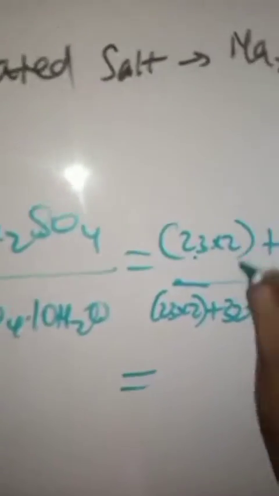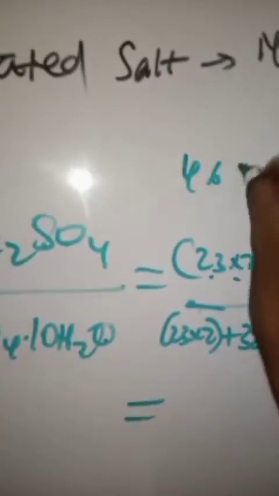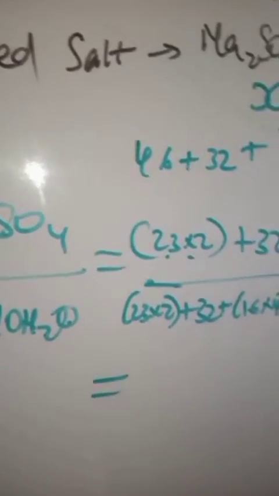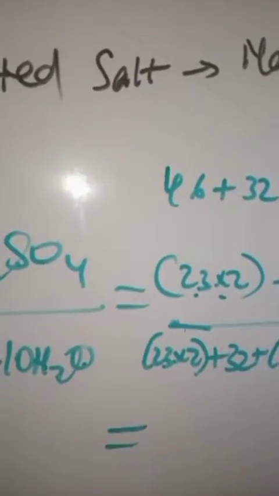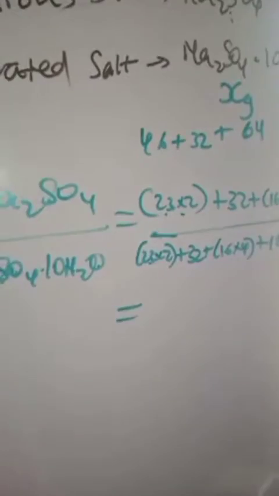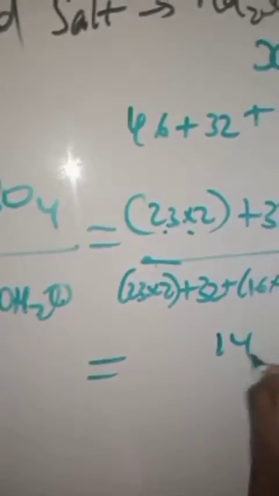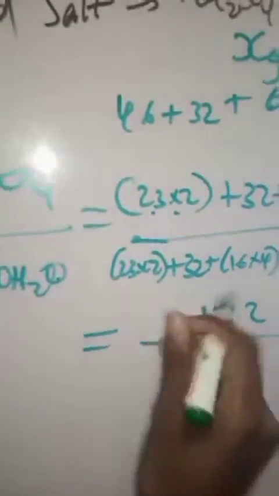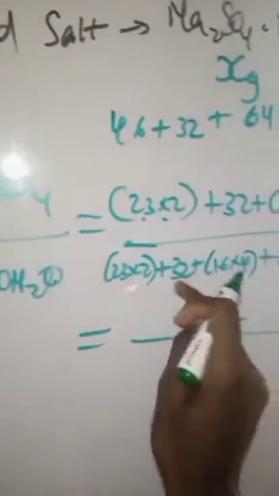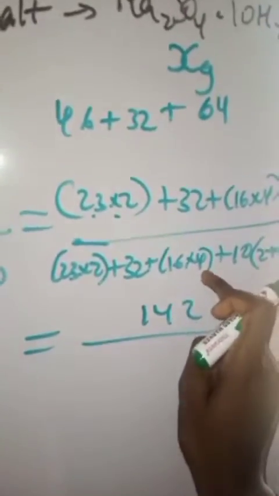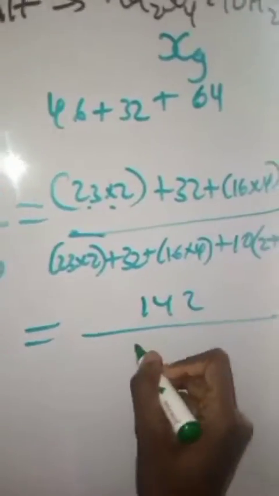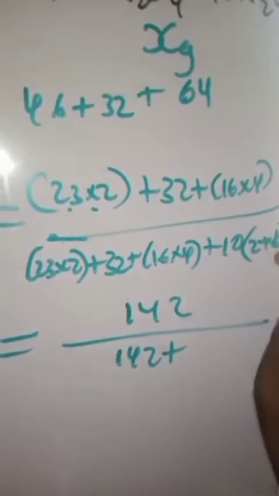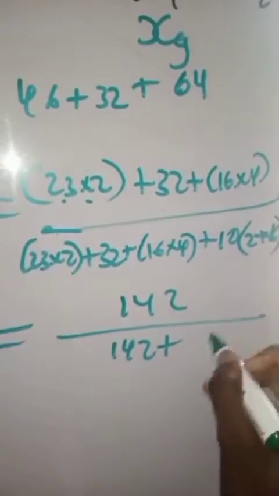So what is this? 23 times 2 is what? 46. 46 plus 32 plus 16 times 4 is what? 64. If you add the top, you are going to have what? 142. So 23 times 2 is also 46 plus 32, 16 times 4, 64. So that's 142 plus 10 times 2 plus 16 is 18. 10 times 18, that's 180.